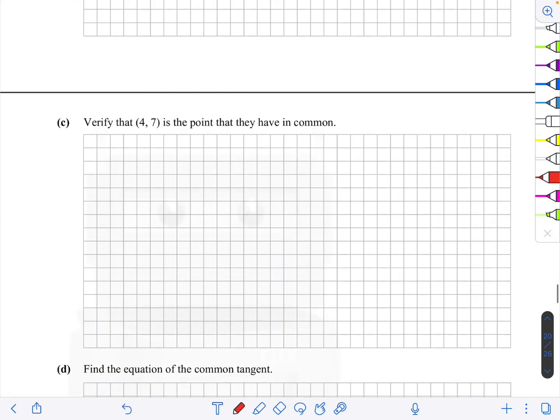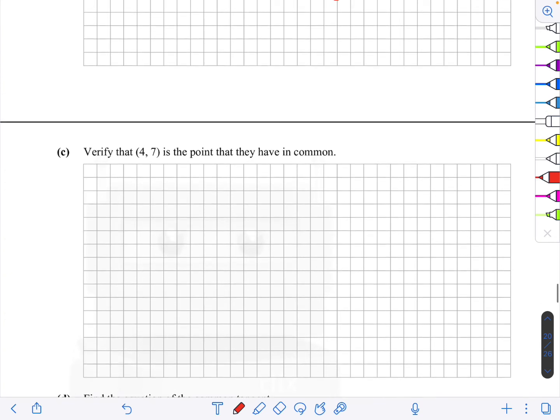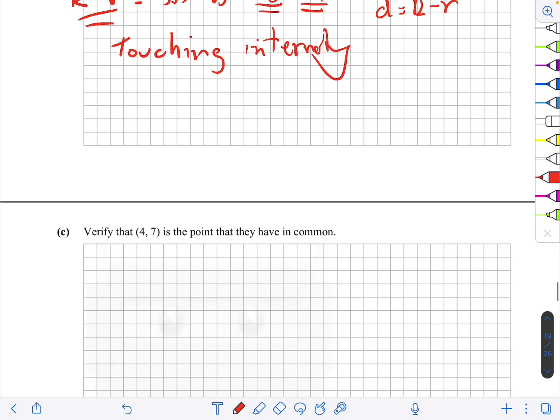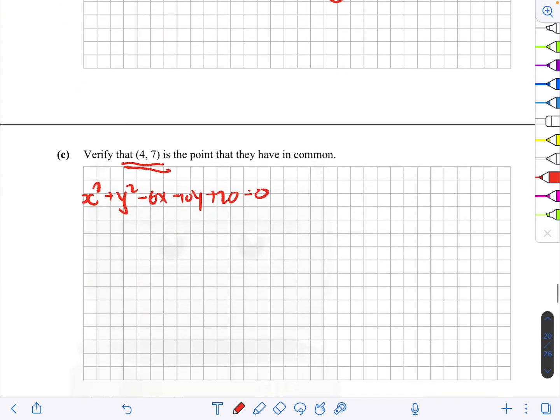They're saying verify, the next part, sorry. So they're saying verify that (4, 7) is a point that they have in common. So because they're giving the point, all we have to do is sub the point into both of the circles and show that it is on both of the circles. If it's on both of the circles, of course, that is the point of contact. And I'm subbing in my point (4, 7).